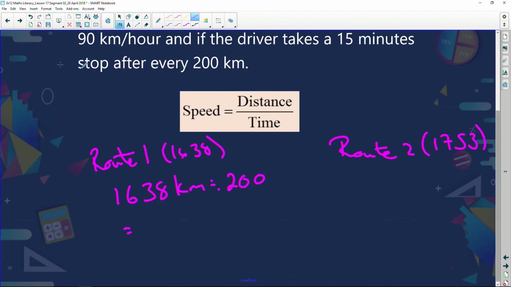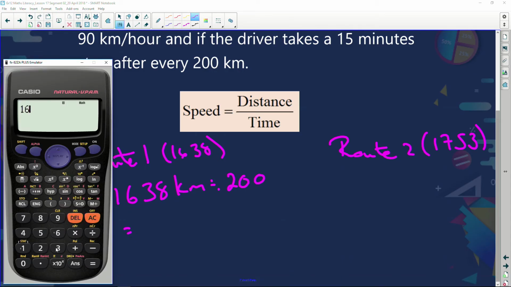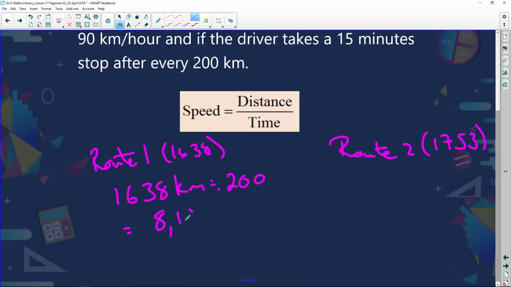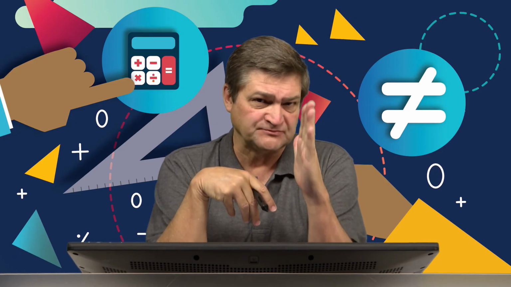Right, let's take out our calculator and we're going to say I've got 1,638 kilometers divided by 200 means I've got 8.19 times that I'm going to hit 200. Now, folks, I want to show you this because now we need to determine, am I going to stop 8 times or am I going to stop 9 times? Well, before I can get to my 9th stop, I've already reached Durban. Let me show you what I mean by that.